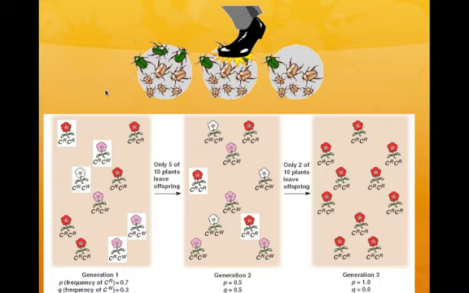Now, if we went back here and we saw that only the tan bugs were being stepped on and the green bugs were not, then you would see that this population would represent more of the allele frequency of the green bugs.